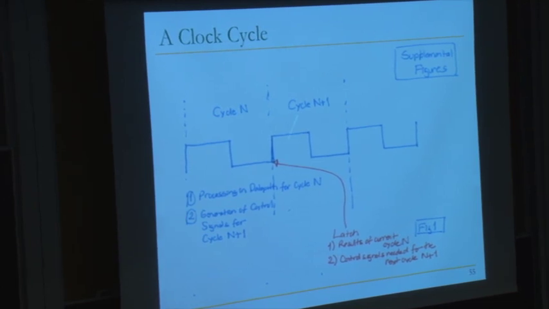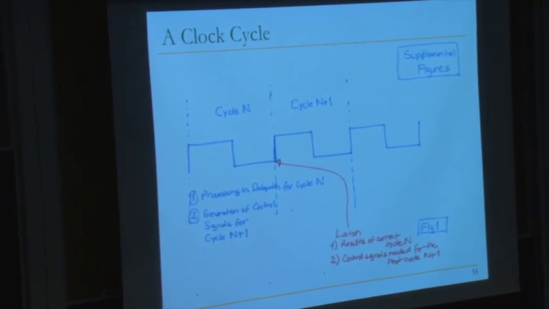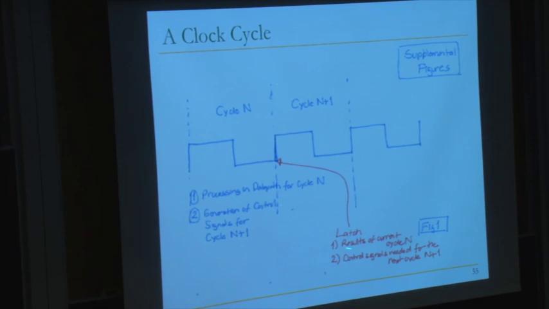You have cycle n, and you have the next cycle. In cycle n, processing in the data path for cycle n happens, and generation of control signals for cycle n plus 1 happens. At the end of cycle n, you latch the results of the current cycle n, and you also latch the control signals needed for the next cycle n plus 1. That's it. You basically stagger control and data processing.